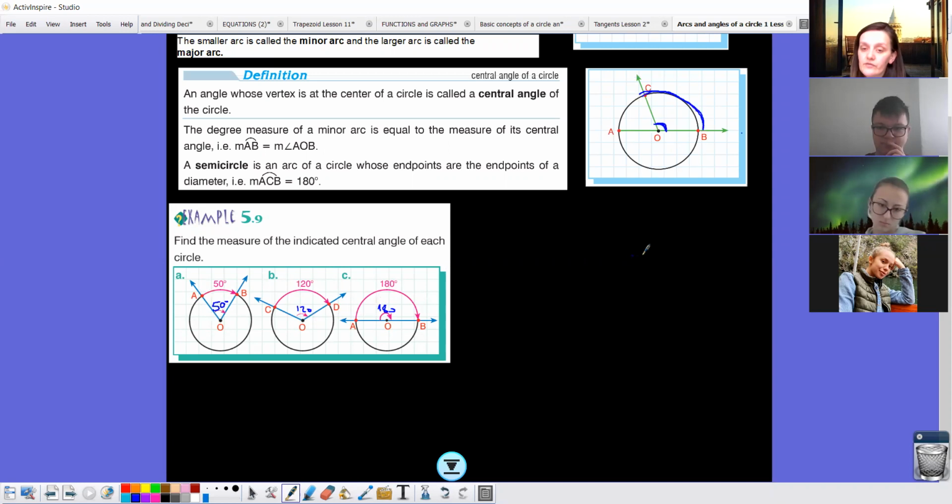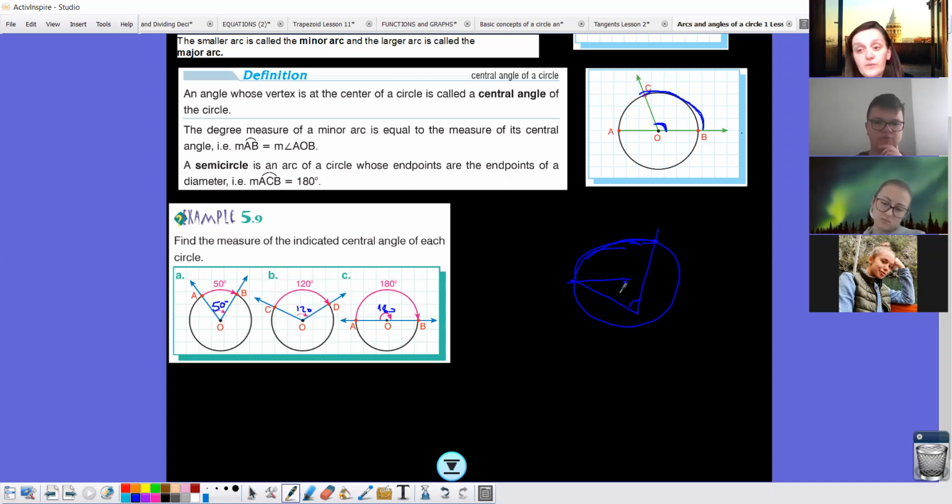If you have this kind of circle, center is here, and you have something like this, this one and this one are not the same. Why, teacher? Because the vertex is not in the center. This is the vertex of the angle. It's not in the center. If it is in the center, like this, then this angle and this arc are the same, okay? But this one, no.